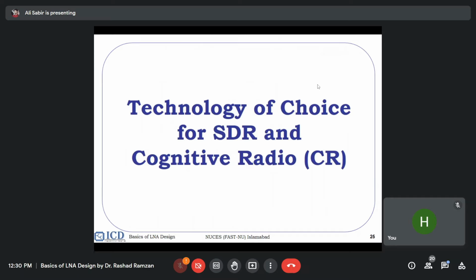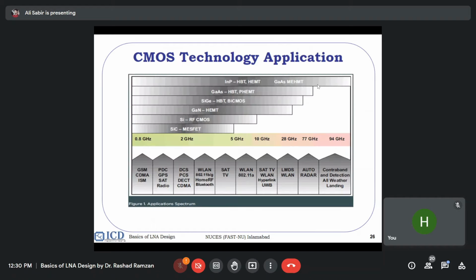So let's talk now about a new kind of radio which can address all these standards. What type of technology will we be using? Technology means where you will implement it. We have a lot of available scenarios for the technology: CMOS, gallium arsenide, indium antimonide, gallium nitride, different types of transistors. Which technology is most suitable for the SDR?